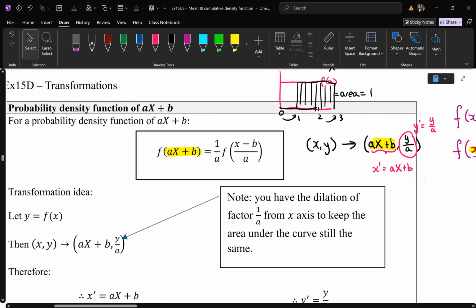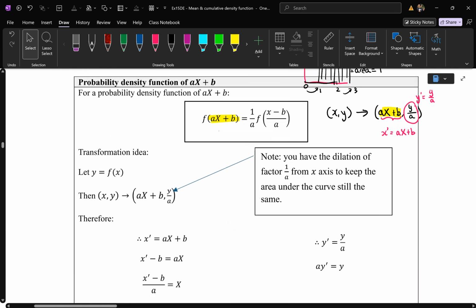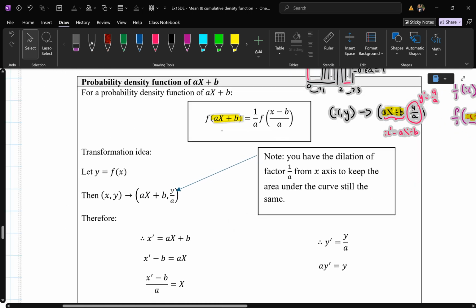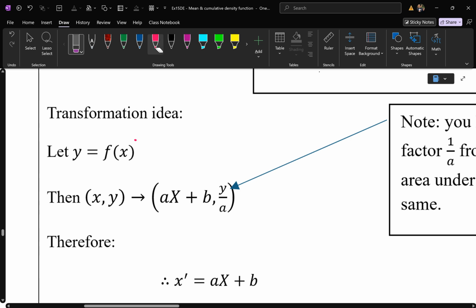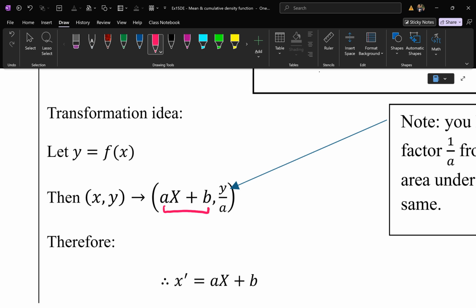That's what I tried to show in a proof in this new set of notes for you to understand. So let's say y is equal to f of x. That's your function, no matter what the curve is. The transformation we want is this. This is what we want, right? So for that transformation, when we say f of ax plus b, what we're actually saying is I want this transformation for the function.